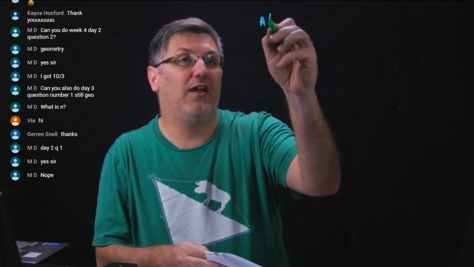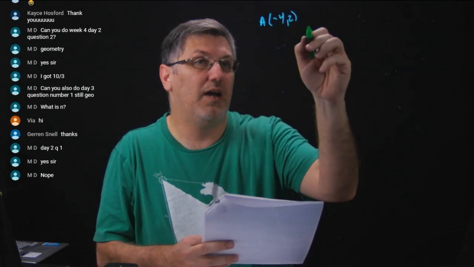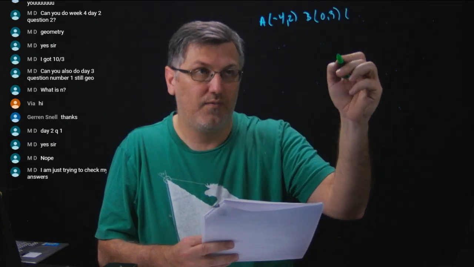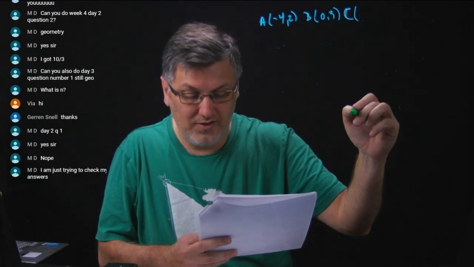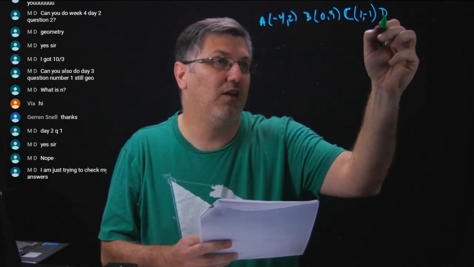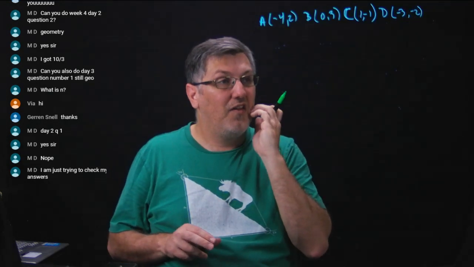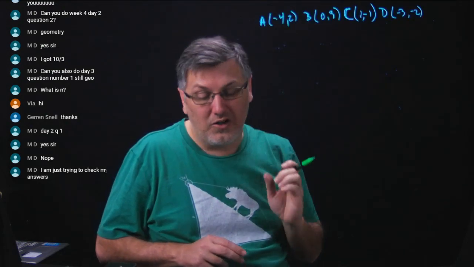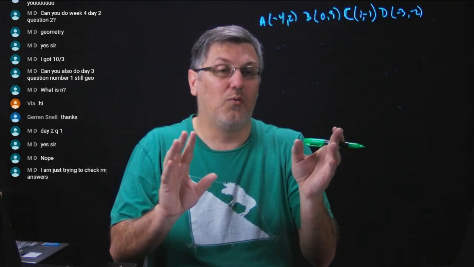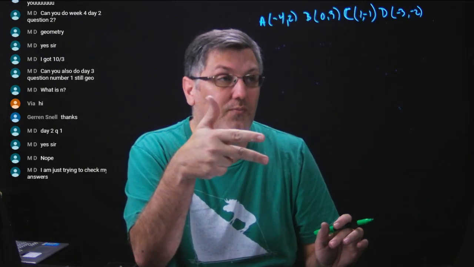I have point A, which is -4, 2. Point B, which is 0, 3. Point C, which is 1, -1. And point D, which is -3, -2. You're just checking your answers. So here's how this works. We want to know, is this a rhombus, a square, or a rectangle?